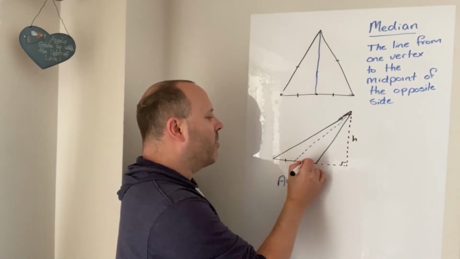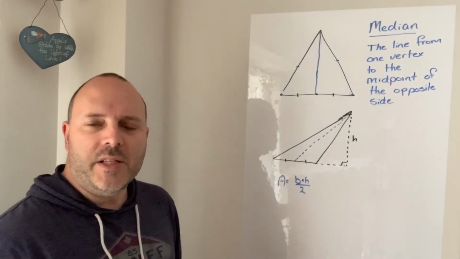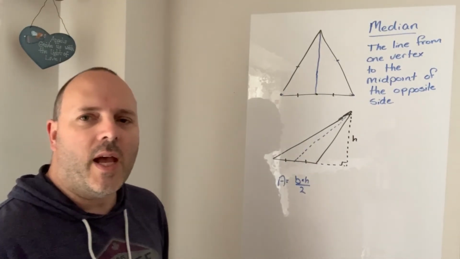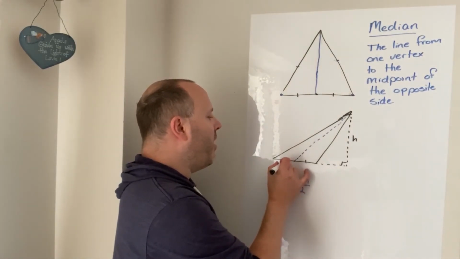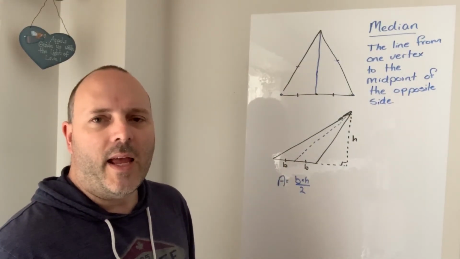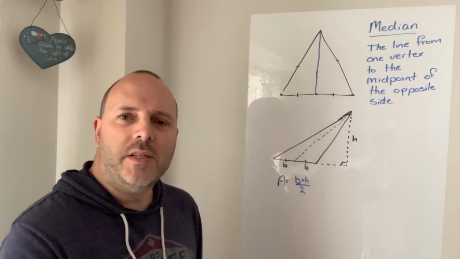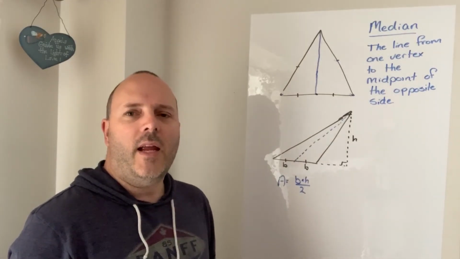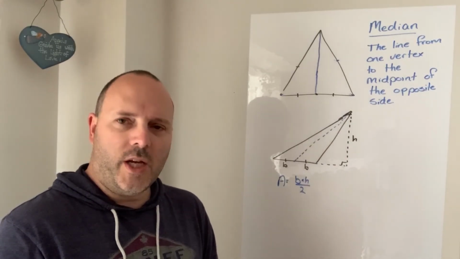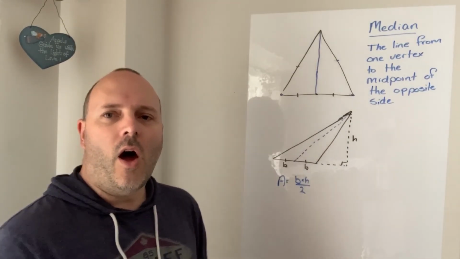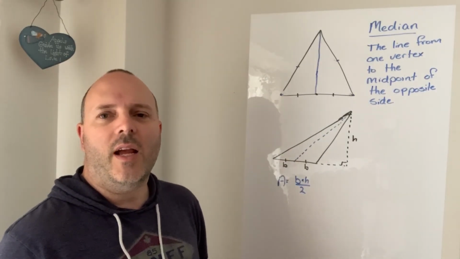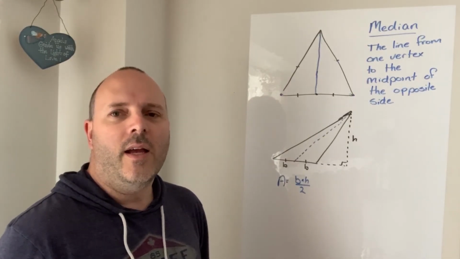But because this is a median, it splits that bottom side in two. It meets at the midpoint of that bottom side. So they both have, if we want to call it B, a base the same length. Both triangles have a base that's the same length and the same height. They must have the same area. So that's my proof for that conjecture. Also, key important point, if you draw a median, it splits the triangle in half and the area in half.